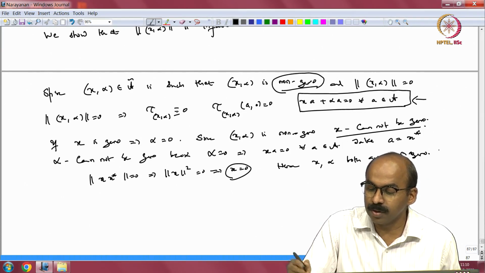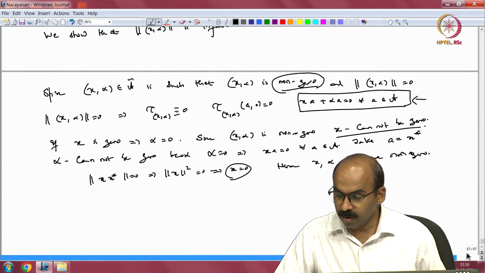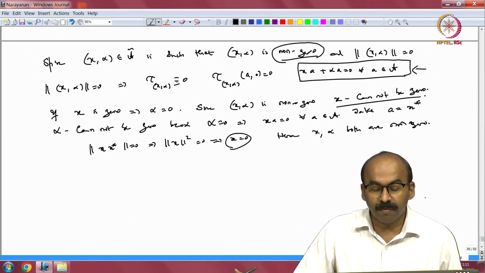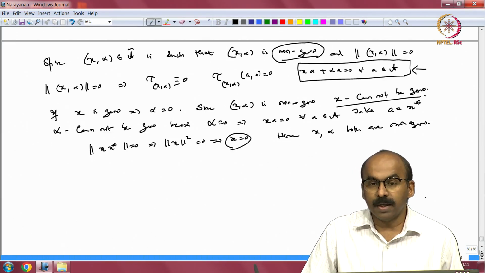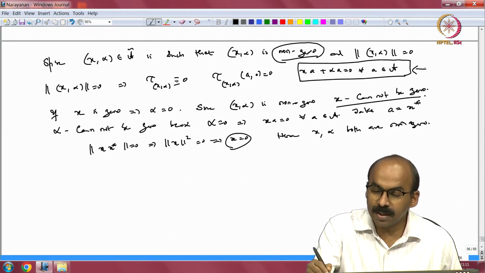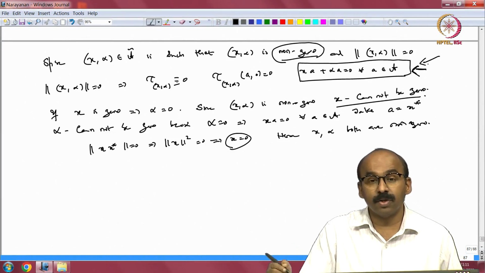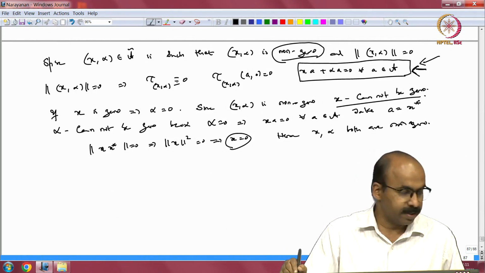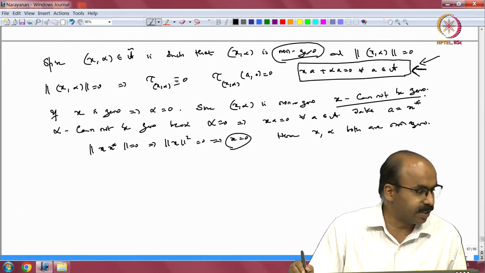Okay. So, just to make sure that everything is clear, what we did was we started with an element (x, alpha) whose norm is 0, that means the corresponding operator is 0. What we have got is an equation like this, which is x a plus alpha a is 0 for every a, and both x and alpha are non-zero elements. Okay. So, we need to get a contradiction.